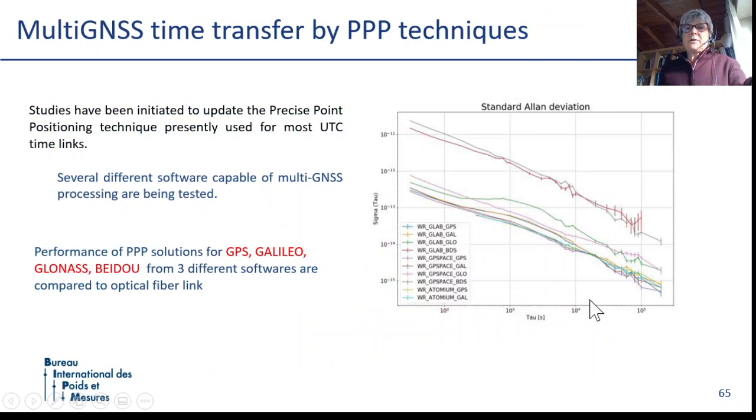Also, since we have not only GPS, but also Galileo, GLONASS, and BeiDou at our disposal, we are evaluating the possibility of a multi-GNSS precise point positioning, and still a lot of work is to be done. We are just at the beginning.